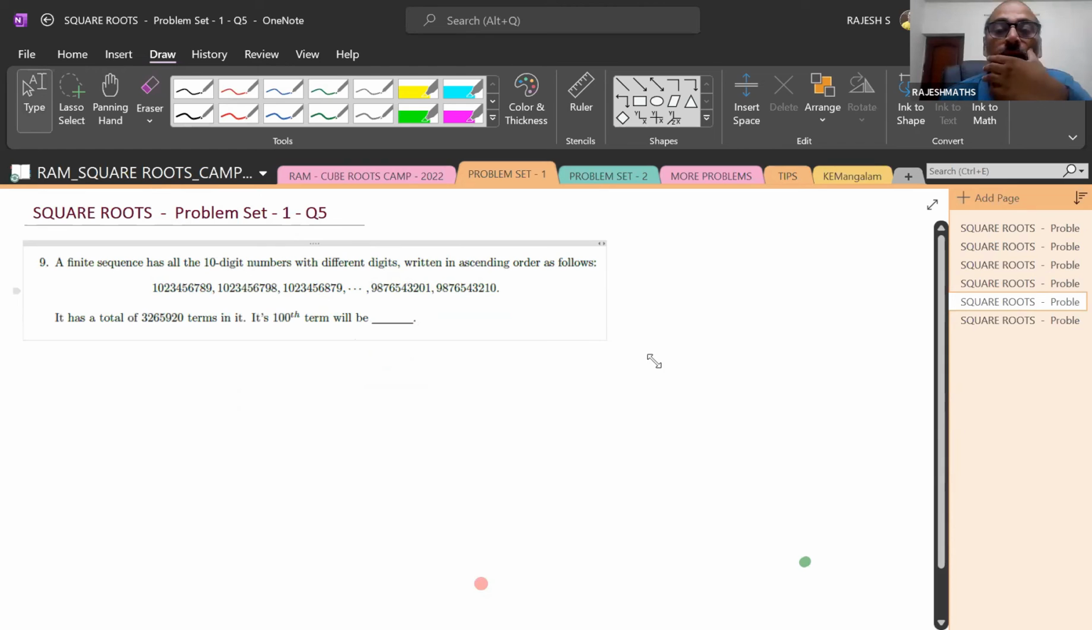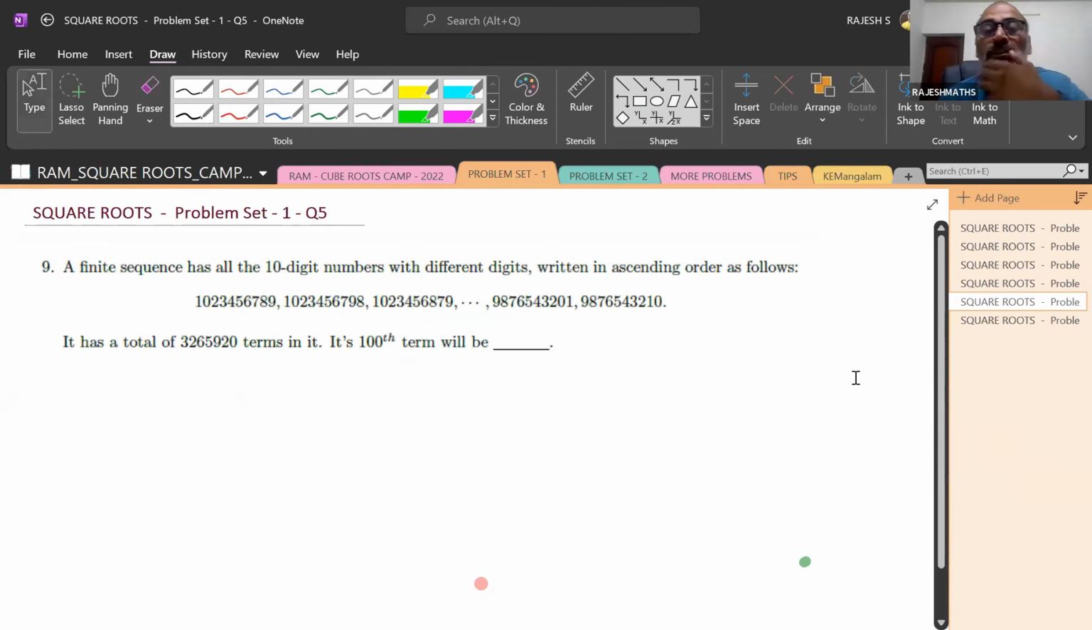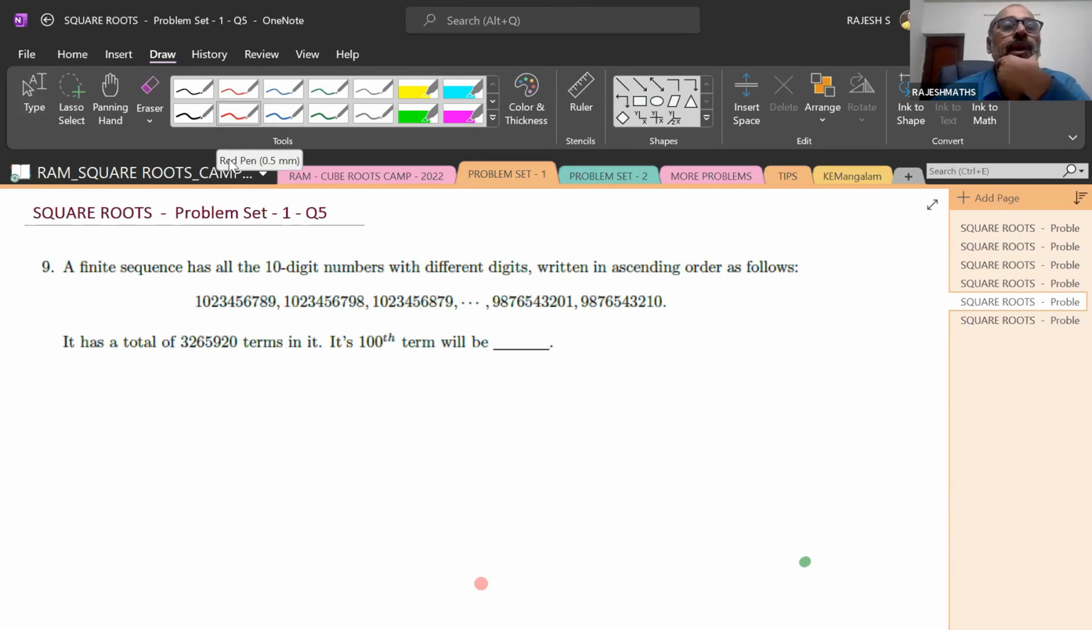This one. Okay. Fine. So this is a counting problem. This is called a combinatorics problem. A finite sequence is all the 10-digit numbers with different digits written in ascending order as follows. So 1, 0, 2, 3, 4, 5, 6, 7, 8, 9. 1, 0, 2, 3, 4, 5, 6, 7, 9, 8. It's just swapping. 1, 0, 2, 3, 4, 5, 6, 8, 7, 9. And then it goes on, and 9, 8, 7, 6, 5, 4, 3, 2, 1, 0.